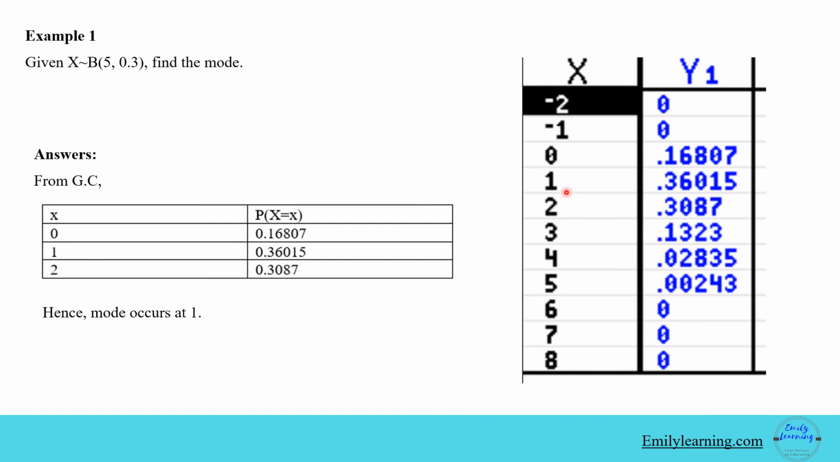And we know that the mode occurs at x equals to 1. So what you need to do is copy one of the values before it and one value after it. So you need to copy x equals to 0, 1, and 2 and their corresponding probability. And then conclude that hence mode occurs at 1.